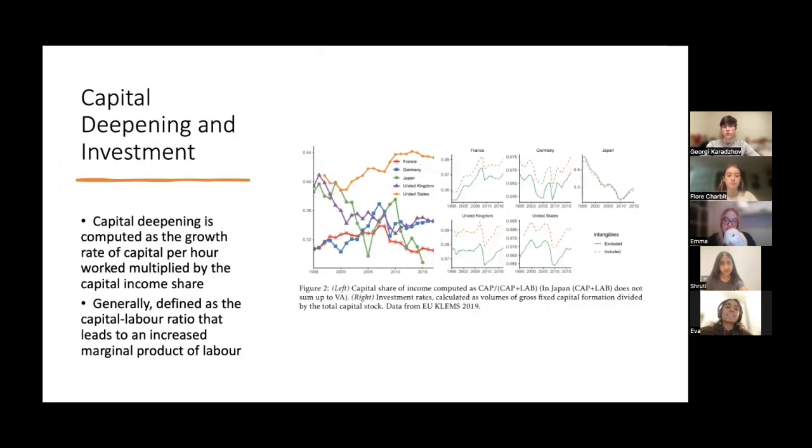I will be discussing the impact of dynamics of capital inputs in the market and the role they play in explaining the slowdown of labour productivity. Now, capital deepening is the increasing amount of capital or the decreasing labour that increases the marginal product of labour.